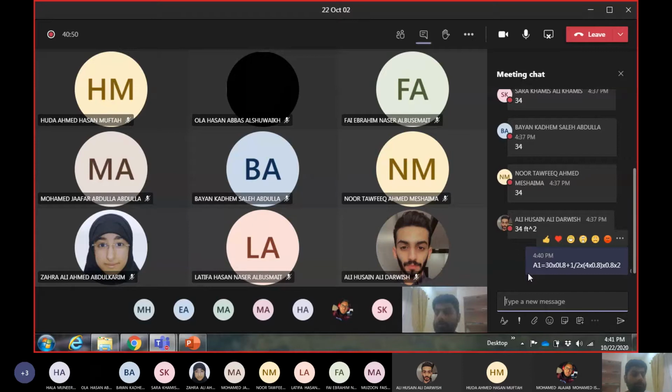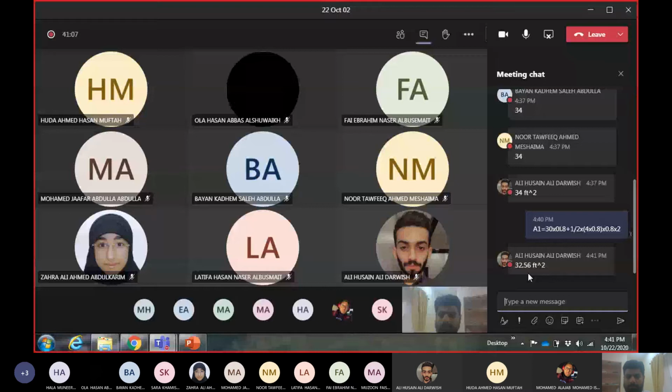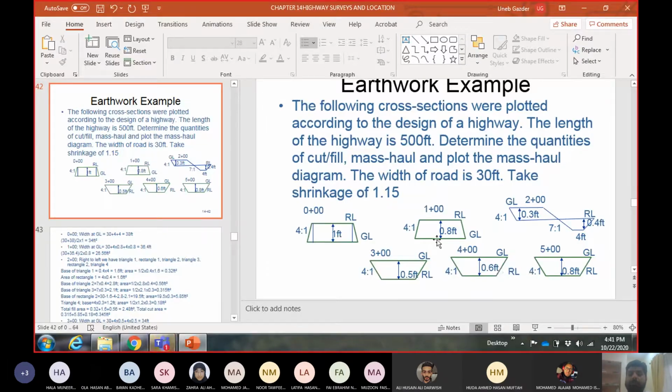Area for station 1, how much is it? (32.56 square feet). Okay, good. Then, first of all, areas were which quantity, cut or fill? These were fill, because the ground level is low, road level is high. So these two quantities were fill quantities.